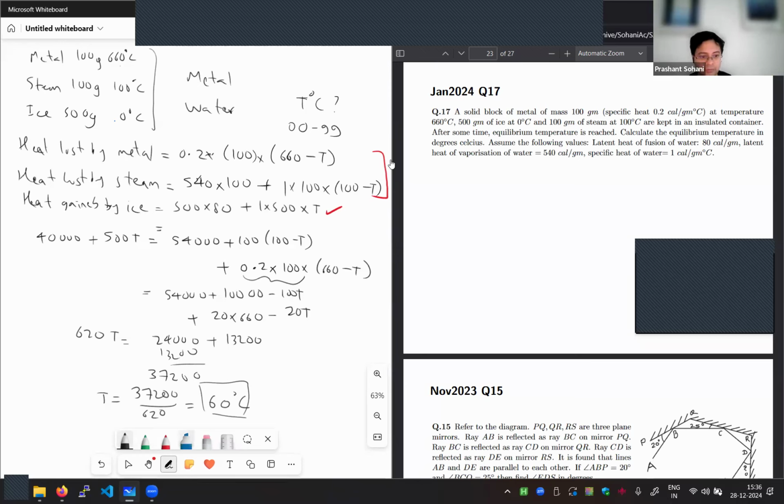Okay, so again, applying the same concept again and again, that everything comes to equilibrium at T degrees. So the metal has to lose this much heat. The steam has to first convert to water and then cool down to T degrees. And the ice has to first absorb the heat to become water and then heat up to T degrees. And then you just equate the heat lost and the heat gained.